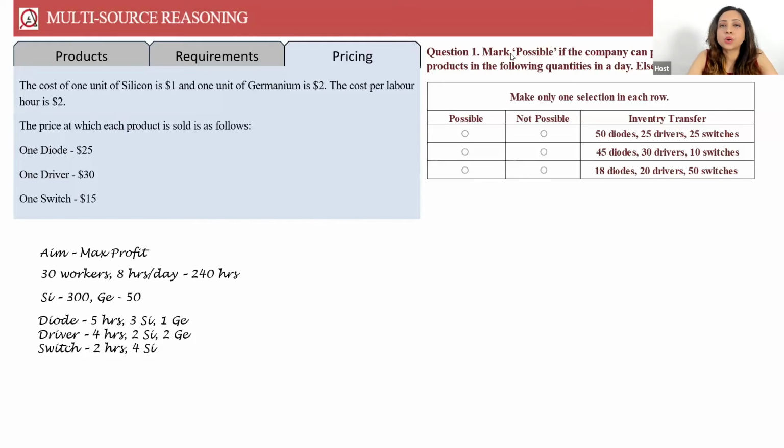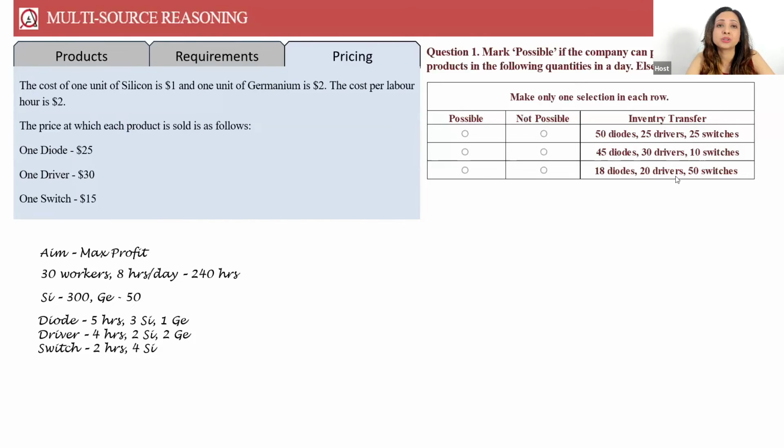So question 1: mark possible if the company can produce the 3 products in the following quantities in a day. So we have 2 options here, a possible or a not possible. In one day, can the company produce 50 diodes, 25 drivers, and 25 switches? This is your one question. In one day, can the company produce 45 diodes, 30 drivers, and 10 switches? This is another question. So essentially, this one question has 3 sub-questions inside it.